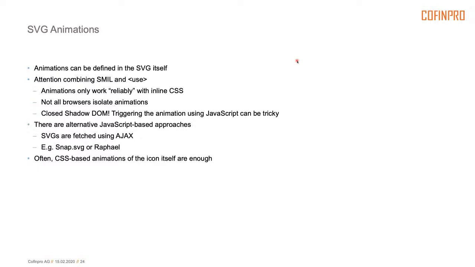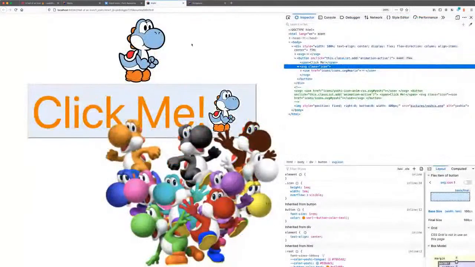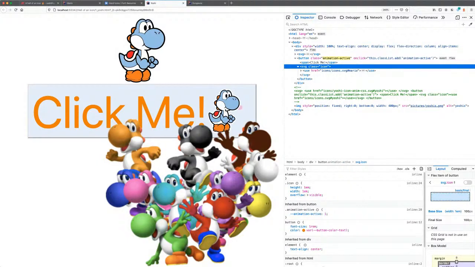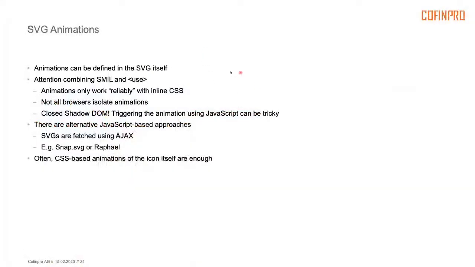So what happens is that not all browsers are isolating their animations correctly, which means if you have multiple Yoshis originating from the same SVG, as in this example, so you have two Yoshis, and you combine the use tag and SMIL, Chrome, for example, would not only trigger this tongue, but also trigger that tongue. So every Yoshi would stick its tongue out, which might be what you want, but I don't think so. So be careful when using this together.